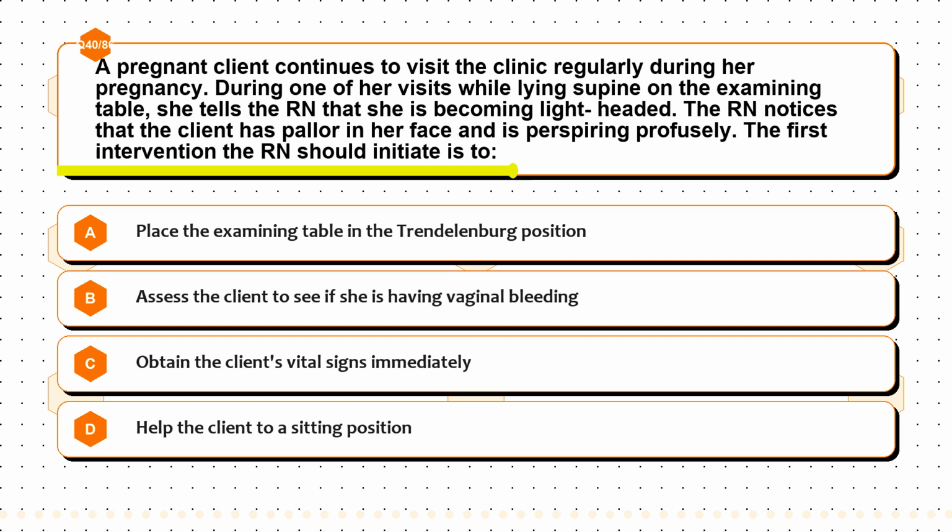Here are the options. Option A. Place the examining table in the Trendelenburg position. Option B. Assess the client to see if she is having vaginal bleeding. Option C. Obtain the client's vital signs immediately. Option D. Help the client to a sitting position.